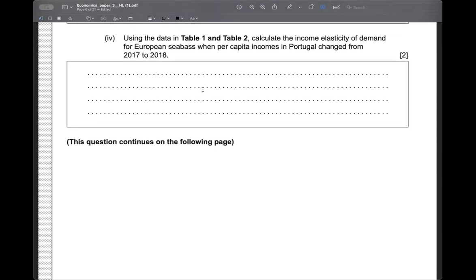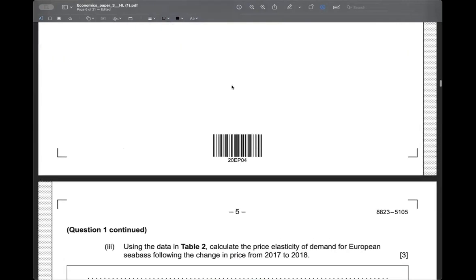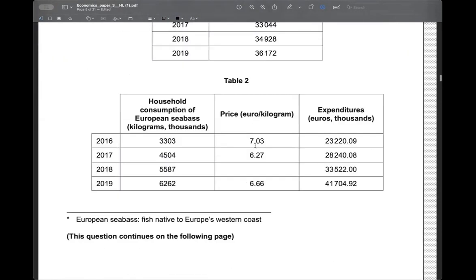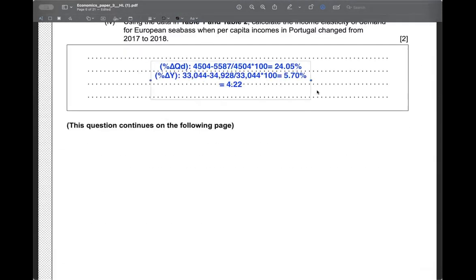Question 4. Using the data in Table 1 and 2, calculate the YED for European sea bass when per capita incomes in Portugal changed from 17 to 18. YED is calculated by percentage quantity change divided by percentage income change. So I know the quantities and I know the income changes. So percentage of quantity change, percentage of income change. So YED, this one.